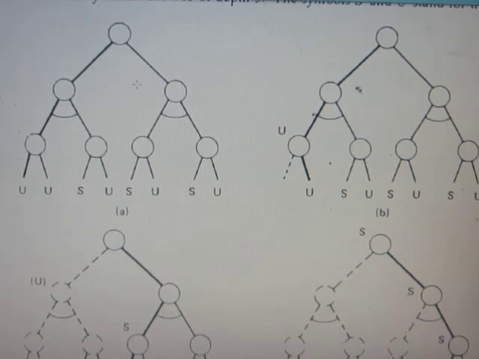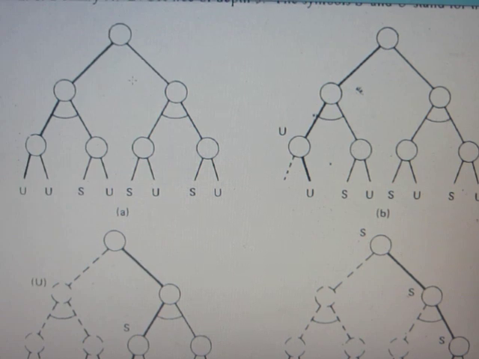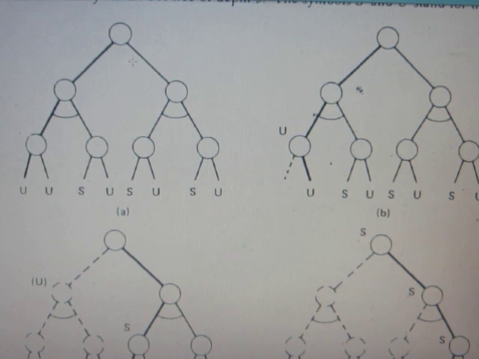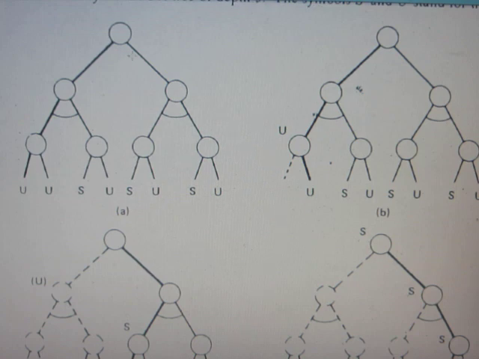Hi guys, today I'm going to talk about backtracking. It is an example of uninformed search on AND OR graph, and this is the example of backtracking on AND OR graph. So let's begin.